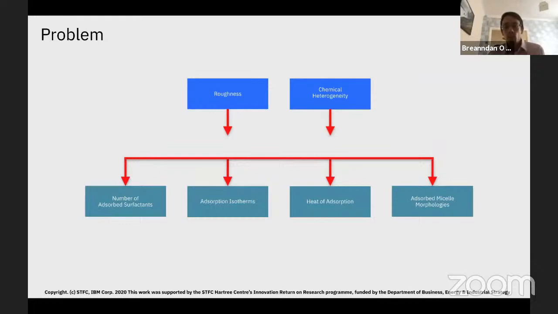Now, the fundamental problem which one encounters when one wishes to study the absorption of surfactants onto solid surfaces is that in many cases, or in most cases, these surfaces tend to be rough, and they also tend to be chemically heterogeneous. And we have seen in the literature cases where these two effects can change the number of absorbed surfactants. It can disrupt the profile of absorption isotherms, even the heat of absorption, and the morphologies of the absorbed surfactant assemblies or micelles themselves.